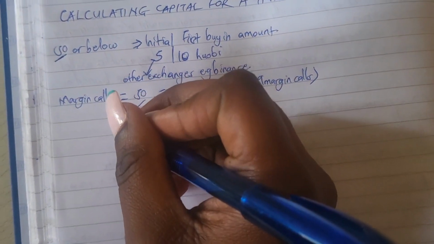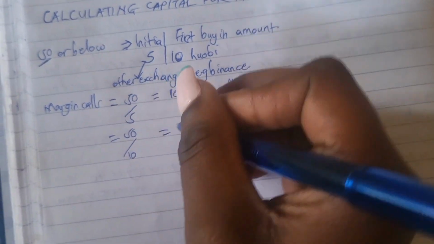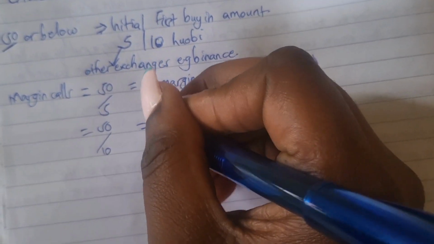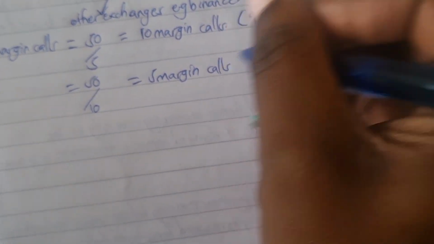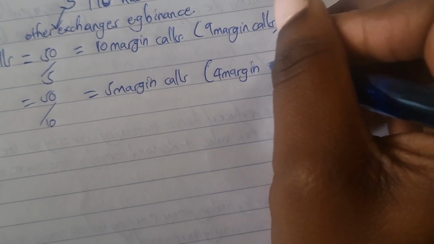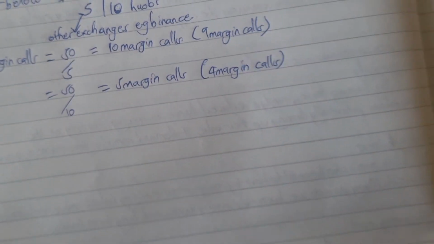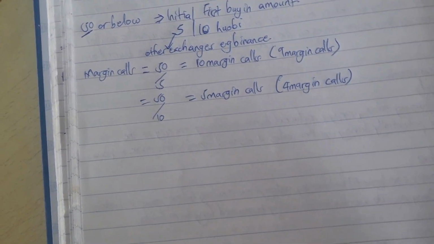Then if you use Huobi, your margin calls will be 50 by 10, which will be 5 margin calls. But we shall put 4 margin calls because of the first time the robot buys before it comes to pick the first buying amount. I hope you get it, guys.